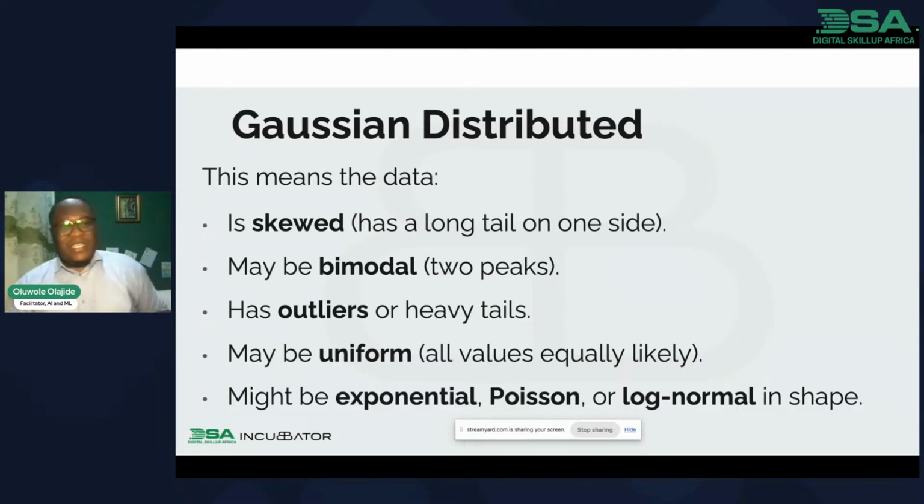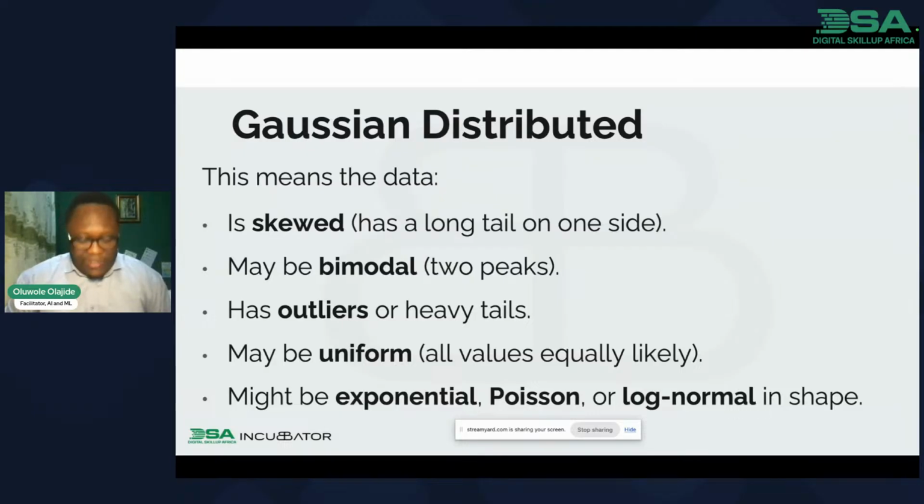Then maybe it's uniform, where all values are just alike. That's very unlikely with this kind of data; if everything is the same, something is wrong somewhere. Or maybe it might be exponential, Gaussian, or log-normal in shape. So when you hear not Gaussian distributed, it's just that the data is not fitting in. I think Jackson has been able to answer your question.